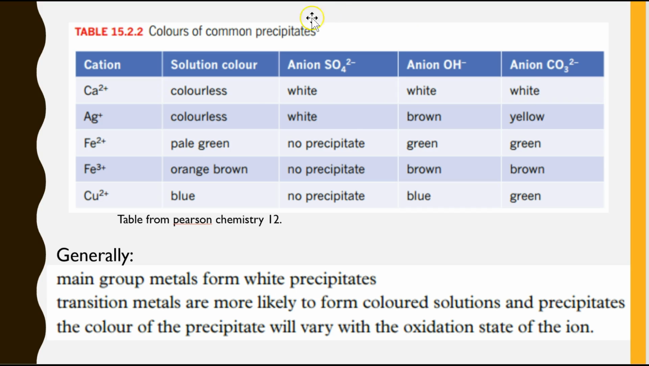But you can see here in our solutions, if we've got some of these metal ions in them, their solution colour is often this way, and if we mix them with any of these other anions, then we often see that a precipitate will form, and what colour the precipitate will be.